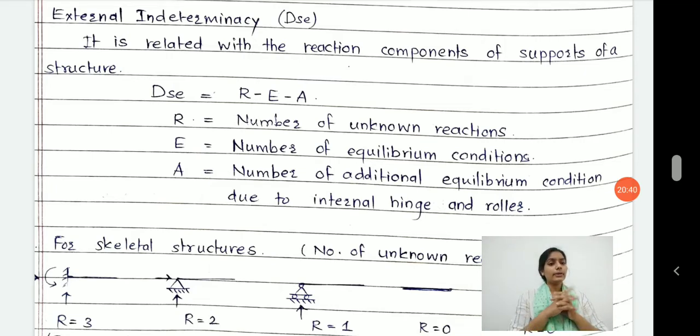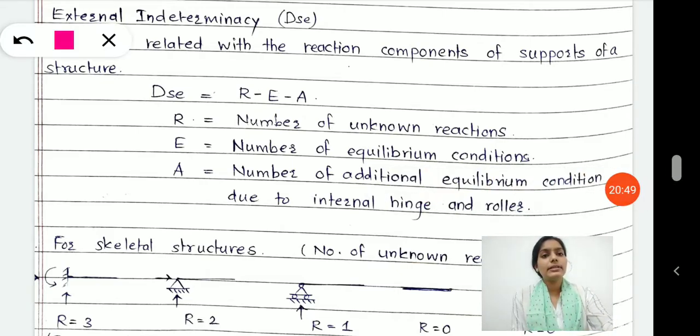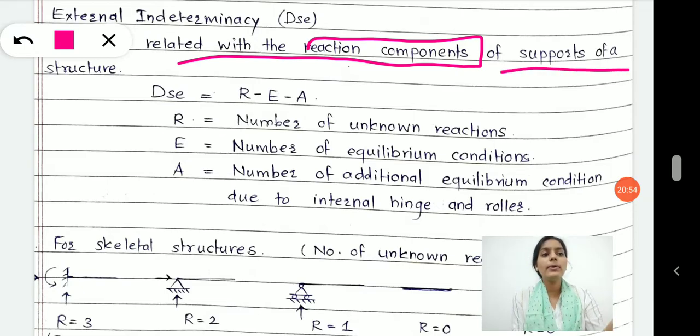Now how do we calculate it, and what causes our structure to be externally indeterminate? It is related to the reaction components of supports of a structure. If my structure is statically externally indeterminate, it is because of the support reactions. The supports which I have provided in my structure are not sufficient. They are not giving adequate stability to my structure, causing it to get extra unknowns which I cannot solve. So external indeterminacy is said to be caused by external supports. Whatever supports you have arranged are not providing adequate support, and that's why external indeterminacy develops, right?